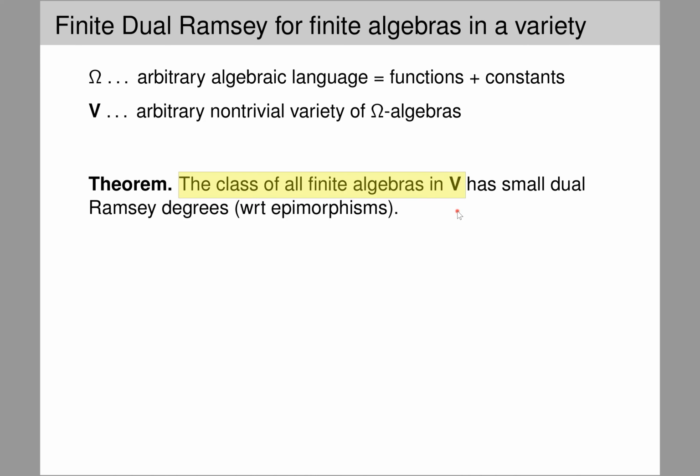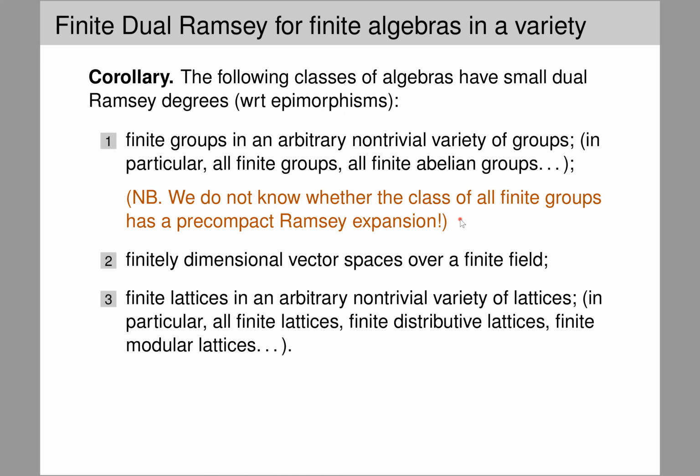Of course, the corresponding morphisms are epimorphisms. When we speak about the direct Ramsey property, we always consider some embeddings. And when we speak about dual Ramsey properties, we always consider some surjective maps. And the most natural class of surjective maps are epimorphisms in this context. Okay. And this is not a corollary, it's more a remark. Just plug in your arbitrary non-trivial variety of algebras and you'll end up with a class of algebras with small dual Ramsey degrees.